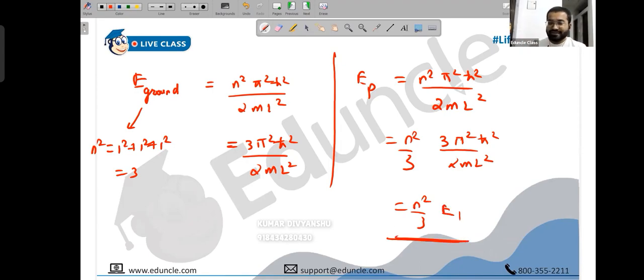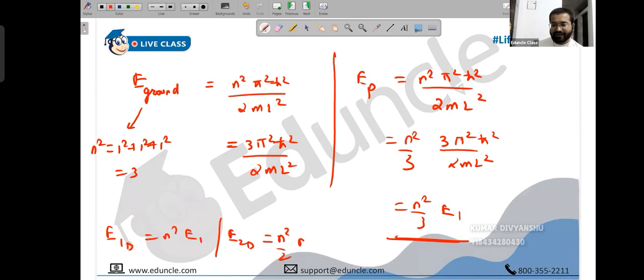For 2D it was n square by 2. And for 1D it was just n square. For 1D it was just n square times E naught, for 2D it was n square by 2 times E naught, and for 3D it's n square by 3 times E naught. Very easy to remember. Write it above the margin right now. Energy of 1D is n square E naught for any state. Energy of 2D for any state is n square by 2 E naught. And energy in a 3D box for any state is n square by 3 E naught.